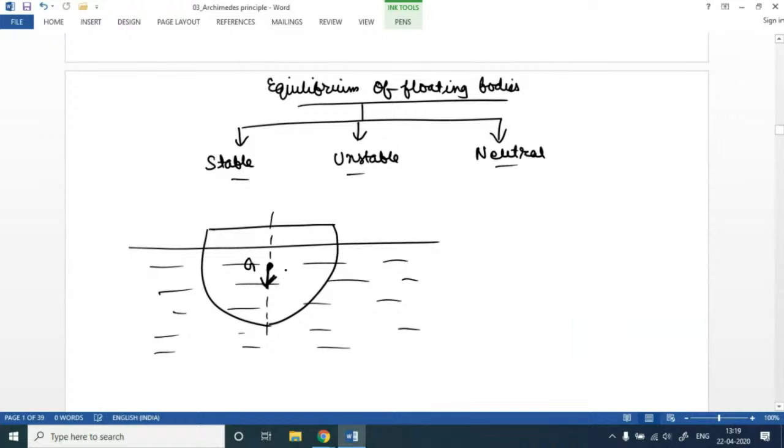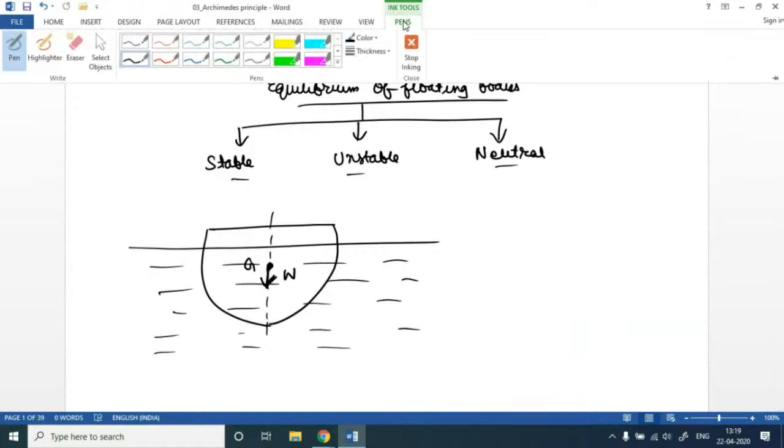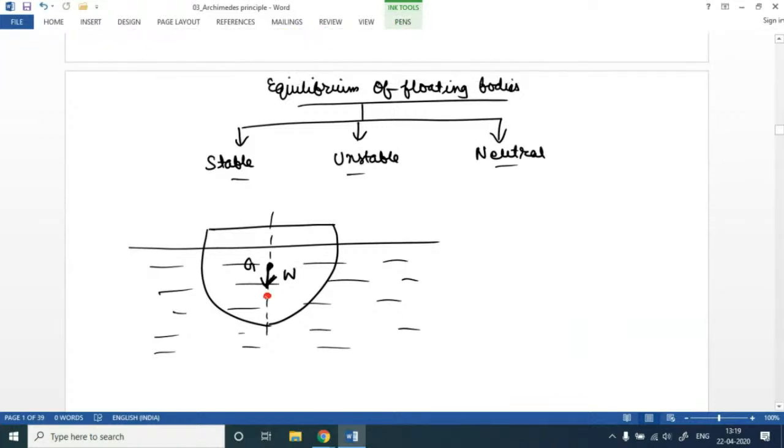So its weight would be acting somewhere in downward direction, and say center of buoyancy would be somewhere here. So the buoyancy would be acting in vertically upward direction effectively. So right now this is in equilibrium. So you can see that the net force will be equal to 0, that is W is equal to B. And also, okay, this W and B are not producing any couple. So the net torque is also equal to 0 on this body over here. So that is in equilibrium.